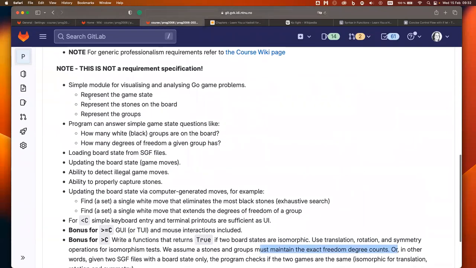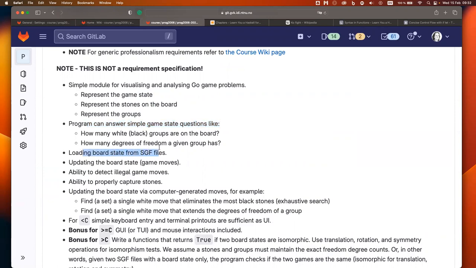So represent the state of the game, represent the stones on the board, represent the groups. And I would like the program to be able to answer some questions. So for example, how many white groups I have on the board, how many degrees of freedom each group has, right?